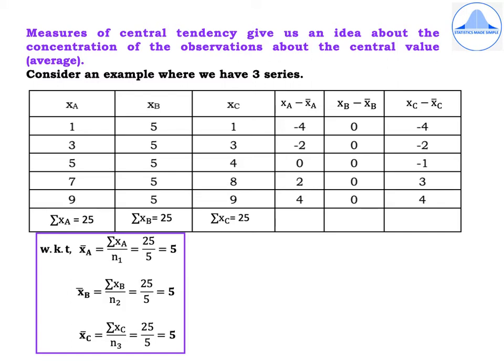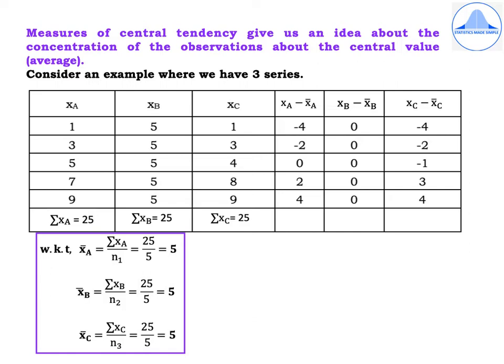Now let us consider an example where we have three series XA, XB, and XC. The values in the XA column are 1, 3, 5, 7, 9, and summation XA is equal to 25. Similarly, if we take XB, all the 5 values are 5 and summation XB is equal to 25. Similarly, XC values are 1, 3, 4, 8, 9, and their total summation XC is equal to 25.